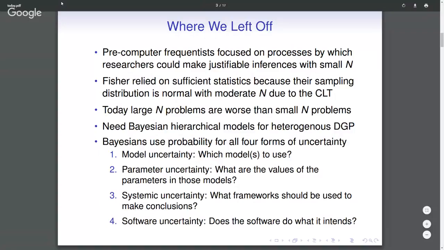Within each of the reasonable models, there are going to be parameters. You don't know exactly what those are, and so you have uncertainty about those that you want to describe with probability.